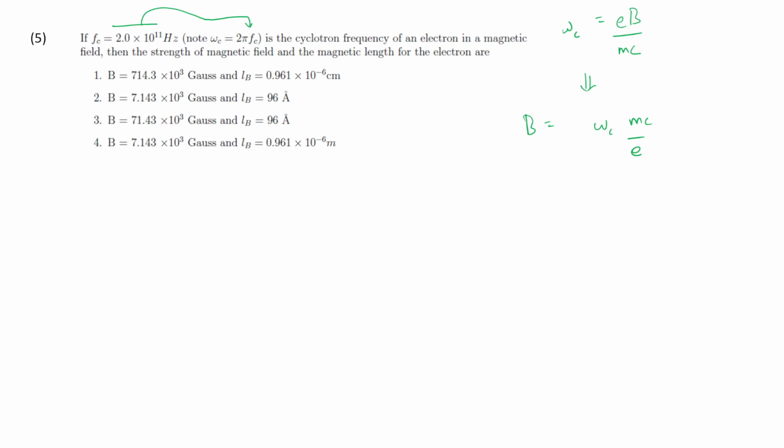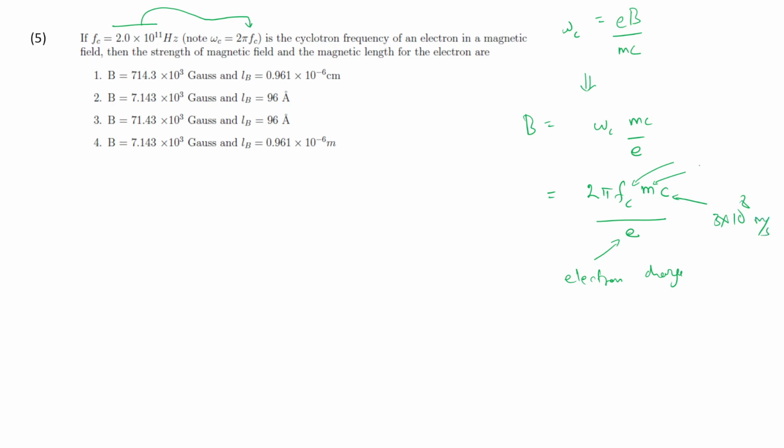So everything is there. Omega c is 2 pi Fc m c over e. Here, e is the electronic charge, Fc is given in the question, m is the mass of electron, c is the speed of light. You put everything.